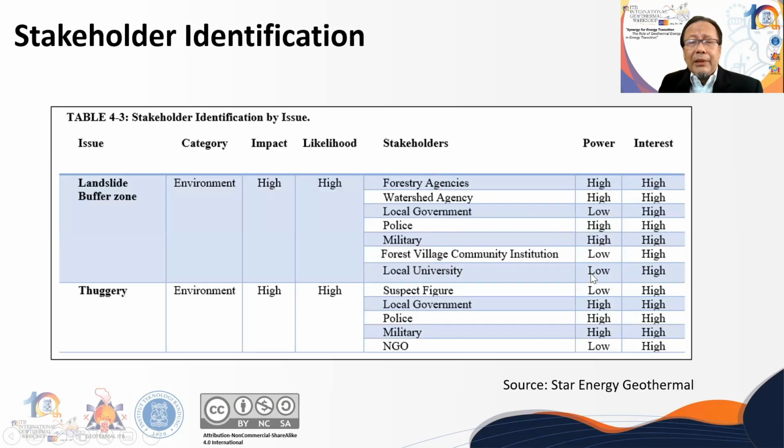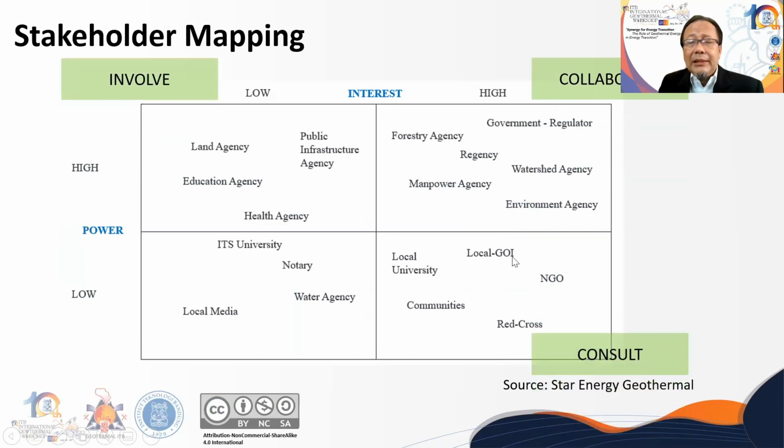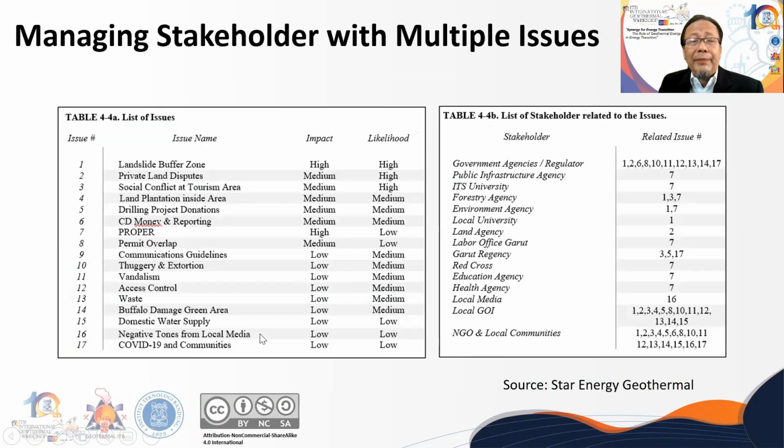You see some stakeholders, like local government, appear twice, so they have issues in this case. And after we do stakeholder mapping, we know how to deal with them. Like in this top one, we need to collaborate. In this one, we need to involve the stakeholder, and we need to consult in this area. And for this area, we just need to inform them.